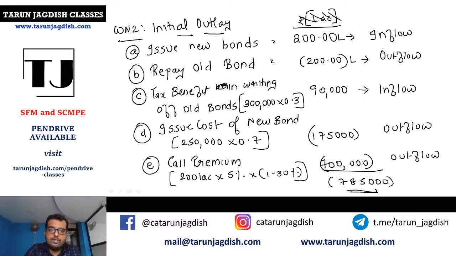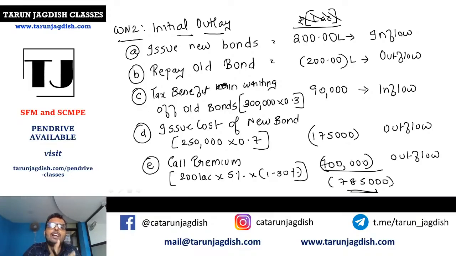Okay, Srinidhi, I'll repeat once again. Old bond 3 lakh was the balance outstanding. The moment I issue the new bond, I will write off my old bond. The moment I write off my old bond, I will get flat 30% benefit. So I will get 90,000, which becomes my inflow.